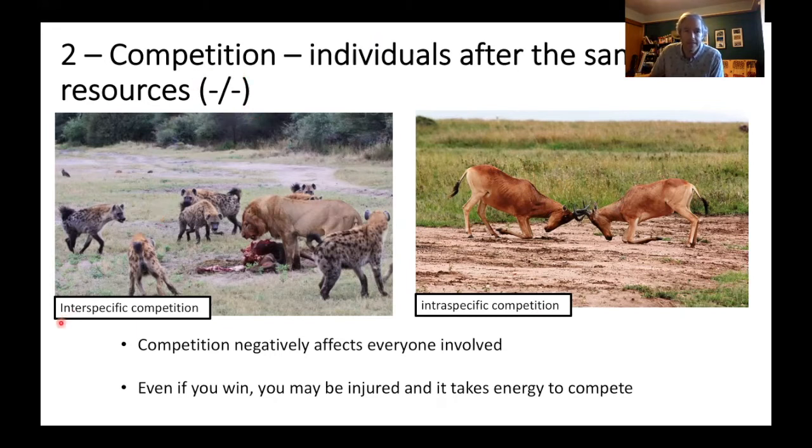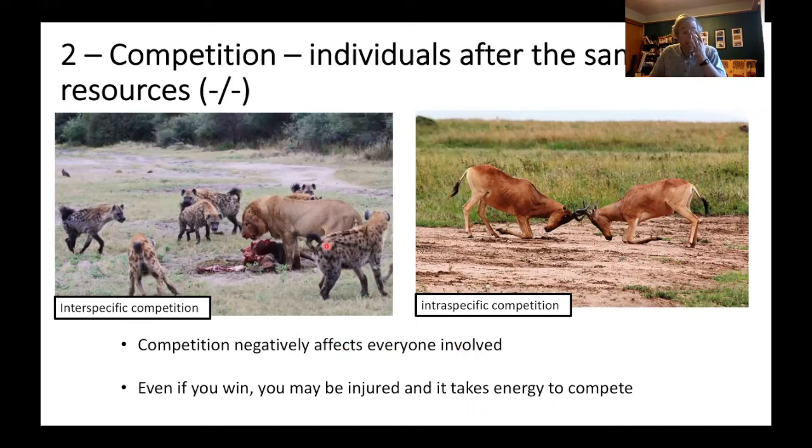So we can have two basic types. We have interspecific competition. This is where individuals of two different species compete with each other. So for example, lions and hyenas both compete over meat. They're two different species competing over the same resource. So it's interspecific competition. If you have two individuals of the same species competing over a resource, that's intraspecific competition, okay? And the thing with competition is that competition negatively affects everyone involved.